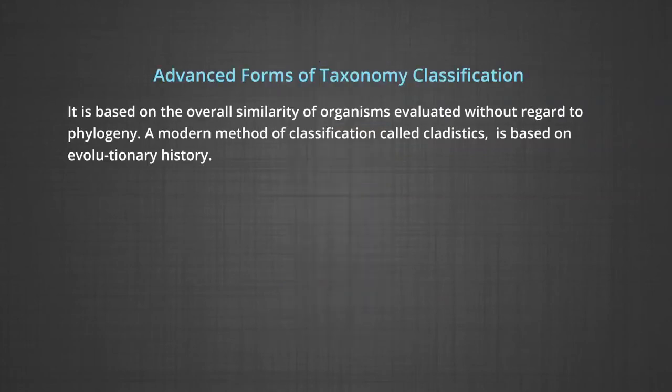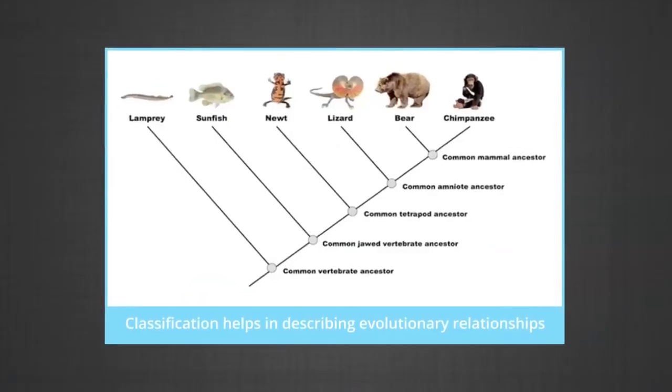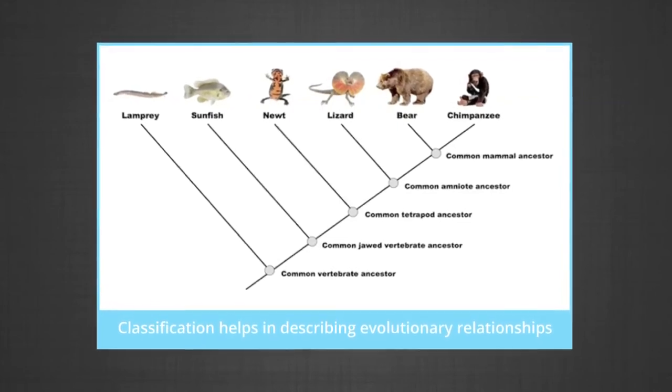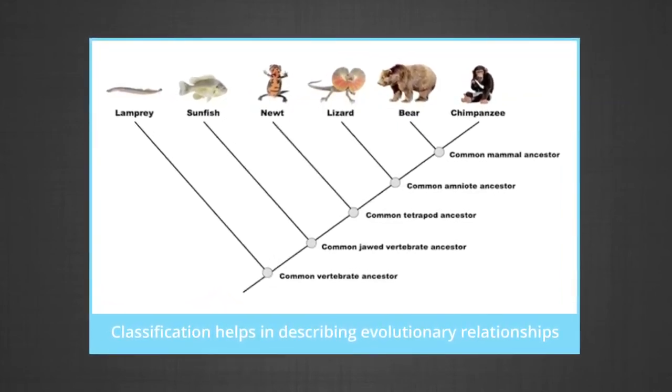Advanced forms of taxonomy: phenetic classification. It is based on the overall similarities of organisms, evaluated without regard to phylogeny. The modern method of classification, called cladistics, is based on evolutionary history, arranging organisms on the basis of their shared, similar, or derived characters that differ from ancestral characters, which will produce a phylogenetic tree called a cladogram. The phylogenetic tree is also known as a genealogical tree or a dendrogram. Systematics is the branch of biology concerned with reconstructing phylogenies and with naming and classifying species.